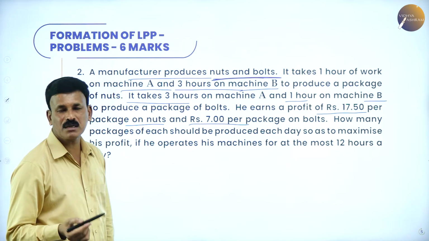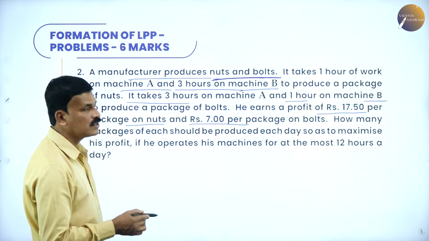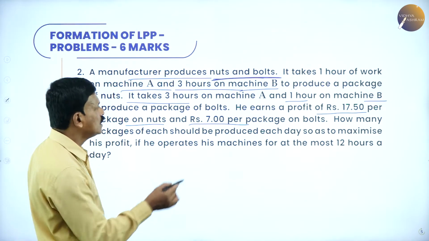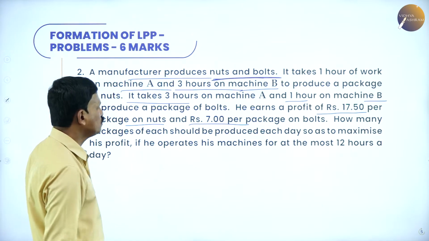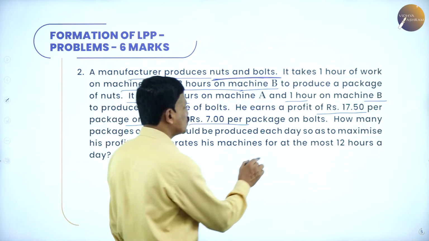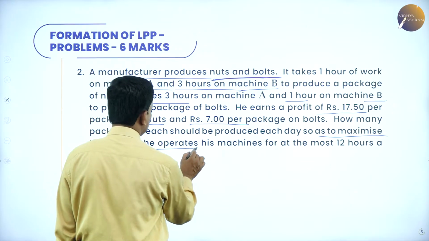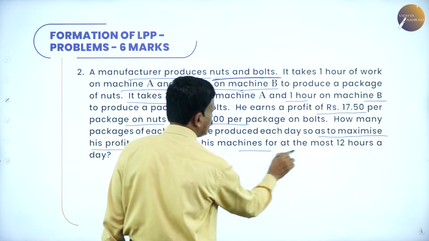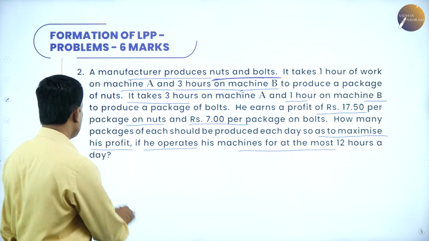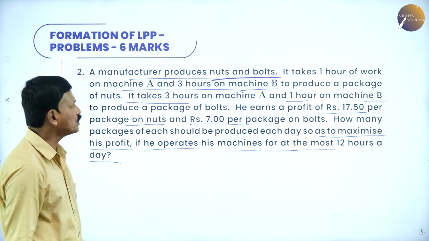So that means here the profit is again to be maximized. The objective is to maximize profit: how many packages of each should be produced each day so as to maximize his profit, if he operates his machines for at most 12 hours a day. This is a very important problem.